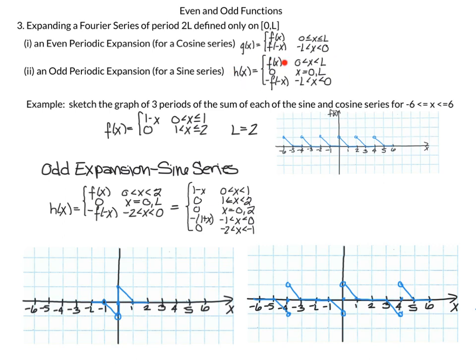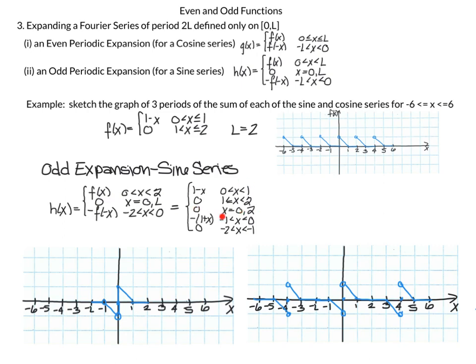h of x is equal to f of x between 0 and L. In this case, L is equal to 2. It's equal to 0 when x is equal to 0 or L. And it's negative f of negative x between negative L and 0. So I've written this formula here, just plugging in 2 for L. And then, of course, because between 0 and 2 we've broken this up into two subintervals, I need to reflect that. So between 0 and 1, we're at 1 minus x. Between 1 and 2, we're at 0. x equals 0 or 2, we're at 0.